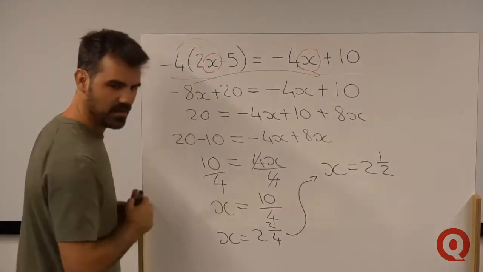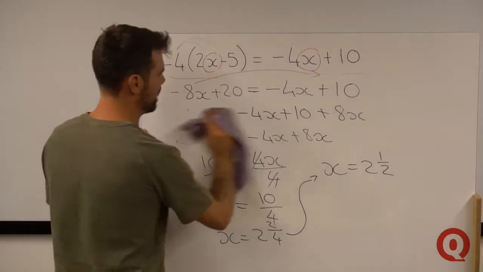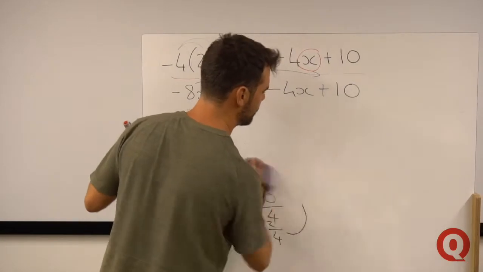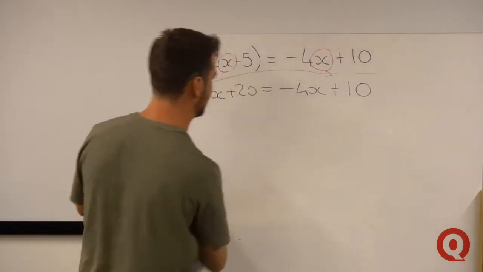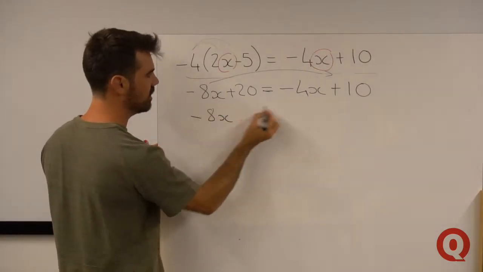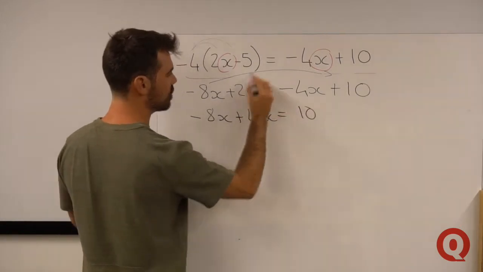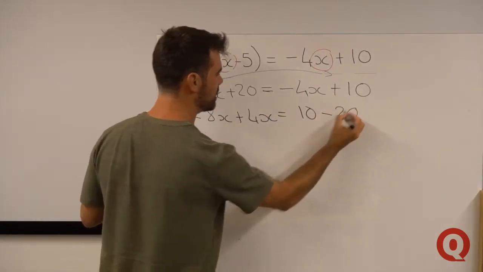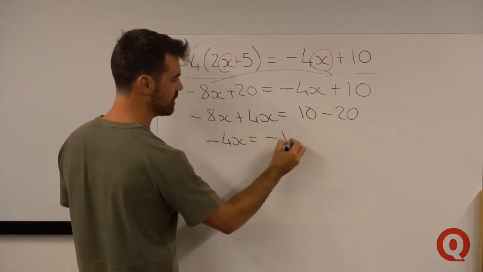So if we had to just skip this step and just jump to what you might be comfortable with, I'll just show you that you are still on the same track and we will land up at the same answer. If I brought this across, I'd have negative 8x. This comes over, becomes a plus 4x is equal to 10. The 20 goes across, becomes negative 20. So now I've got negative 4x is equal to negative 10.